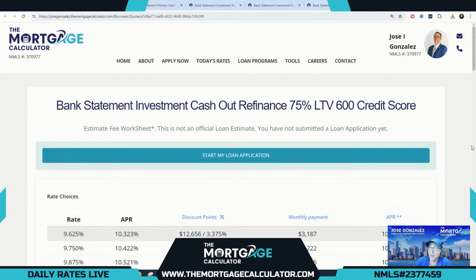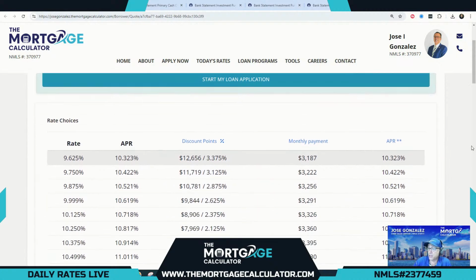And our last option here is our low credit score option, 600 credit score, again being the lowest option available. Actually, that's the lowest option available for all of our alt doc options except for DSCR, where we can actually go down to a 575. So 75% LTV is the maximum LTV for either investment or primary cash out with a 600 credit score.